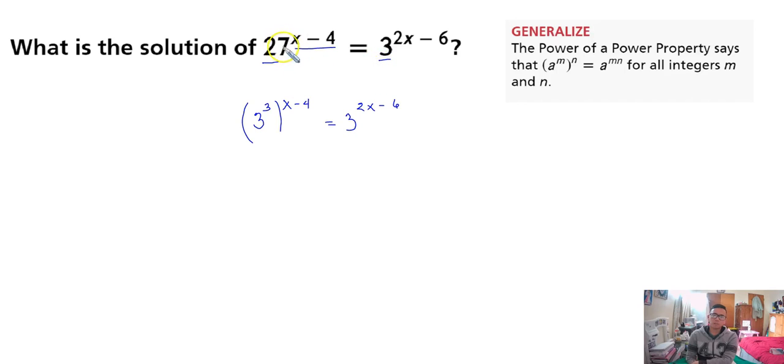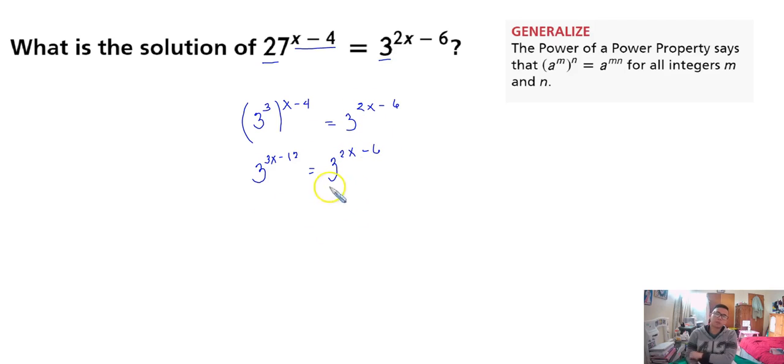We need to take a look at the divisibility rule of the number. So 27 is divisible by 3, so we have 3 raised to 3. And then we still have to keep your x minus 4 exponent. And then after that, we have to distribute the 3, which will become 3 raised to 3x. The exponent 3x minus 12 is equal now to 3 raised to 2x minus 6.